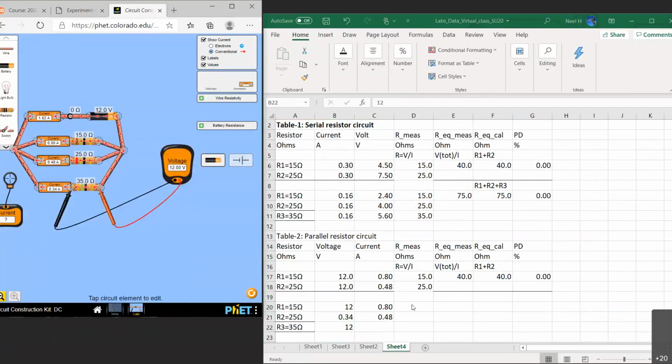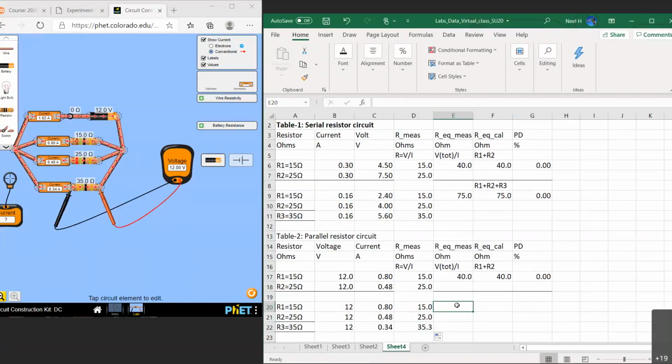Okay, and then let's calculate. This is 12, this is 0.34. Let's calculate the resistance. You know, voltage divided by the current. Voltage divided by the current for each case. 15. Second one should be 25. Third one should be 35. Now you can see for the third one, I'm getting a little bit of error. That's better actually, right? So that's actually good. So we need to have some error.